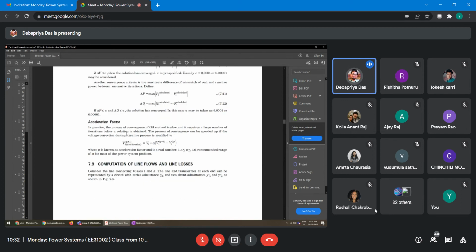And the acceleration factor. Suppose you want faster convergence, particularly this is true for the Gauss-Seidel method. So for the accelerated value, you take the previous value Vi, which will be a complex quantity, plus alpha times the difference of the current iteration voltage minus the previous iteration voltage. Generally for a power transmission system, alpha gives good results between 1.4 and 1.6, right? For a power system problem.